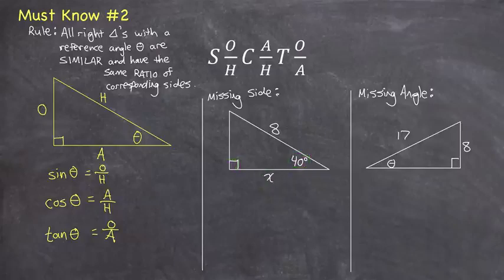All right triangles with a reference angle of 40 are similar to each other. They all have the same ratios of sides. So whatever x divided by 8 is, will be the same ratio of all other right triangles with a reference angle of 40. So let's communicate that.